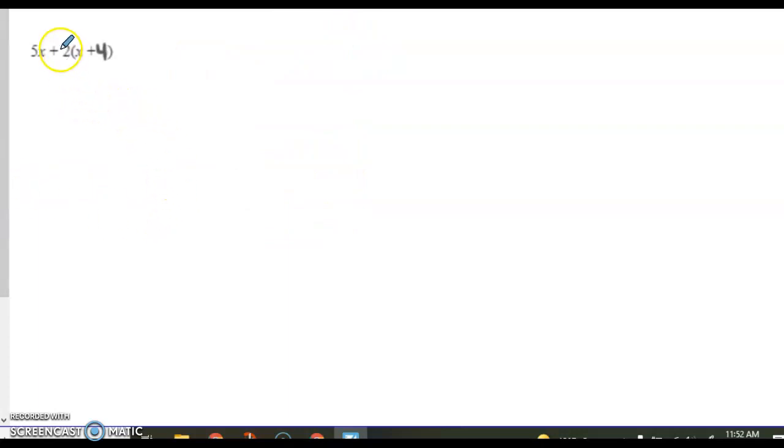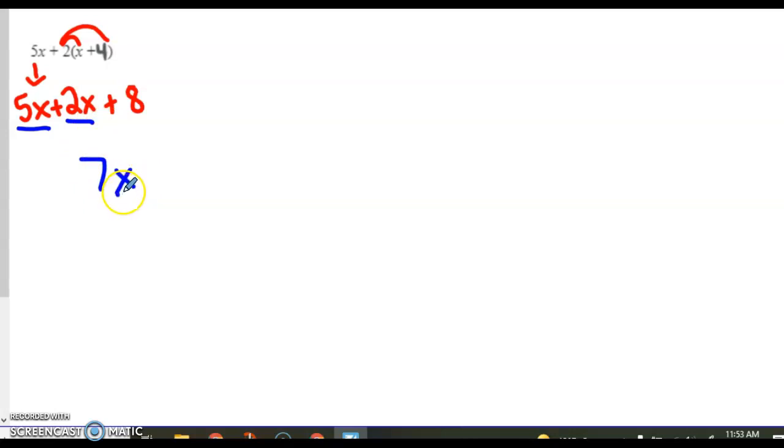Okay, in this case, we have to distribute before we can combine like terms. We always want to get rid of those parentheses first. So let's do 2 times x is 2x, and 2 times 4 is positive 8. And I'm just going to bring this 5x and the plus sign straight down. And now I'm going to combine like terms. I have a 5x plus 2x. Those both have x's, so we can add those together, and that gives us 7 x's.